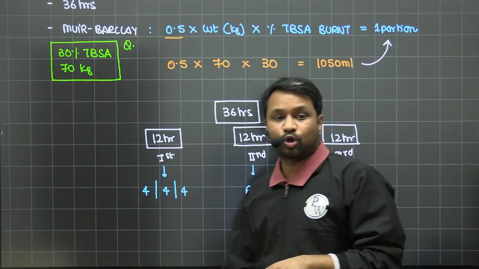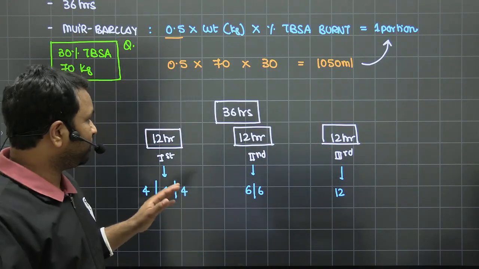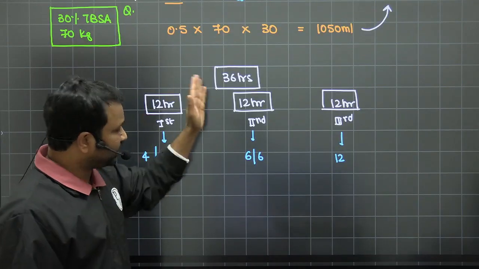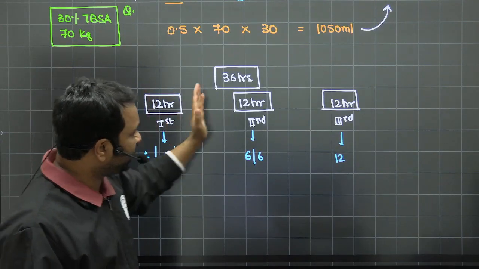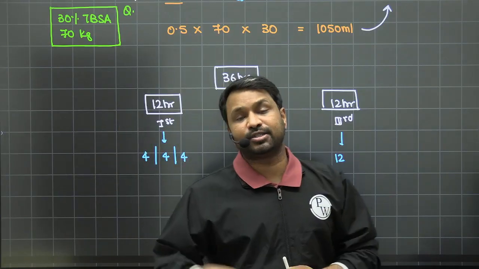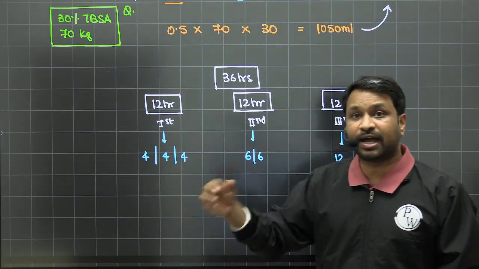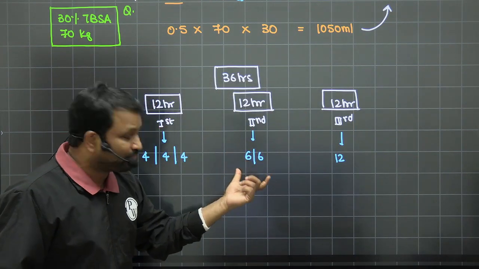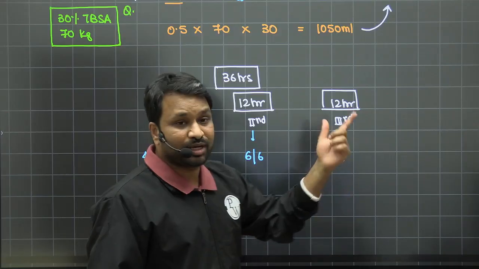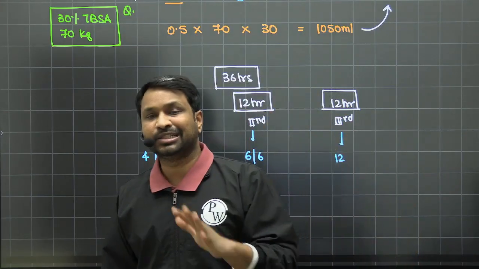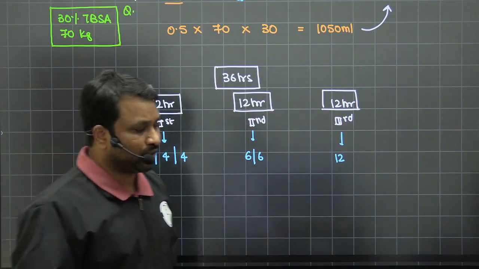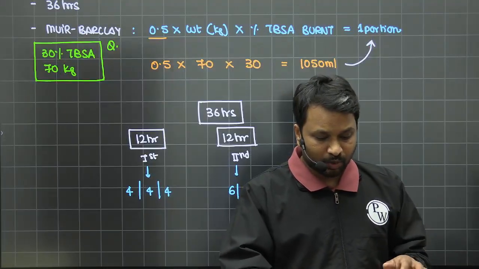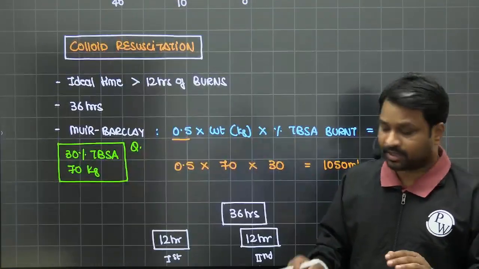So this is the protocol which is called the Muir and Barclay protocol. I have divided the total colloid resuscitation into 36 hours, and that 36 hours is divided into 3 12-hour segments. The first 12 hours of the colloid resuscitation can be given every 4th hourly, so maximum you can give 3 portions in the first 12 hours. In the second 12 hours, you can give maximum 2 portions, and in the last 12 hours, you can give only 1 portion. This is how you're going to look at the colloid resuscitation, right? Now, all these are going to be quite important when you're looking at the entire resuscitation protocols.